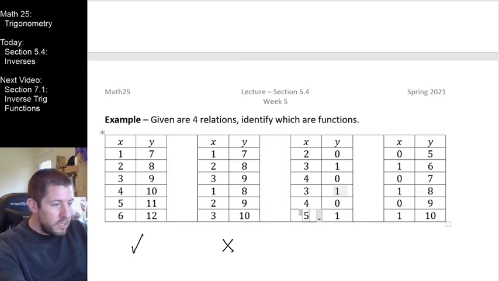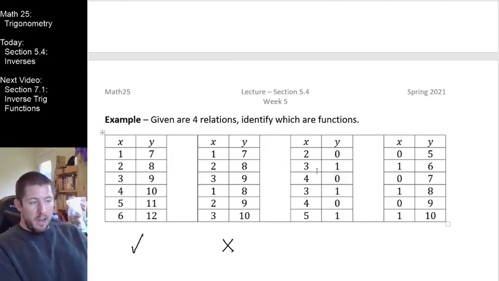Even now, we're still getting that this is going to be a function right here because I plugged in 3 once and got 1. I plugged in 3 again later and got 1. It was consistent. I plugged in 4 once and got 0. I plugged in 4 again and got 0. I'm maintaining my consistency from input to output.